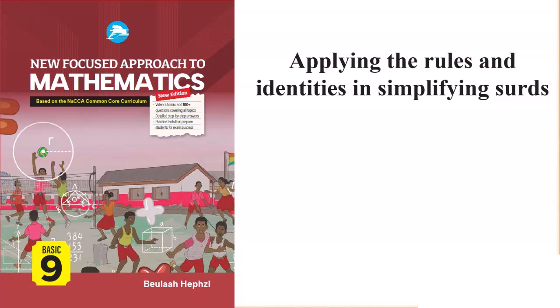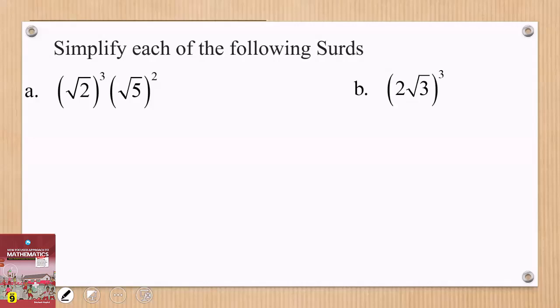This is the revised edition, and in this lesson, we want to learn how we can apply the rules we studied earlier. Now, our first example is this: simplify each of the following surds. Remember, we've learned the rules, so we're going to apply the rules. Here we have square root of 2 to the power 3 times square root of 5 to the power 2. Now, how do we simplify this?